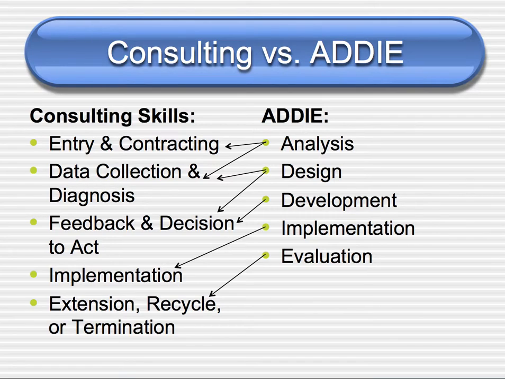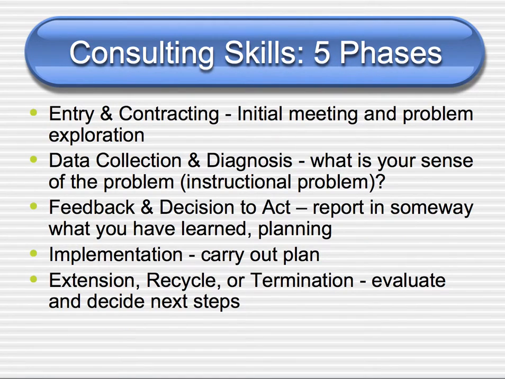Again, these 5 phases map pretty directly to the ADDIE process. And really, entry and contracting is the initial meeting and problem exploration. So when you think of analysis, you're trying to understand the problem, and figure out all the parameters of the problem, and figure out if it's a lack of knowledge and skills problem, which requires training.